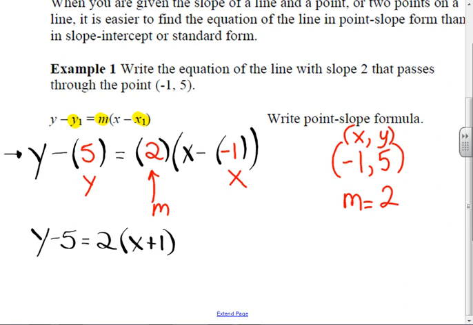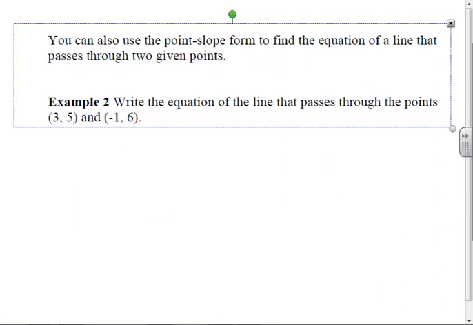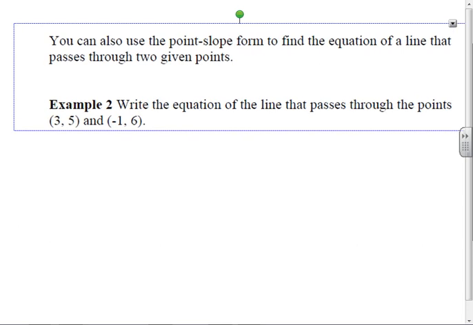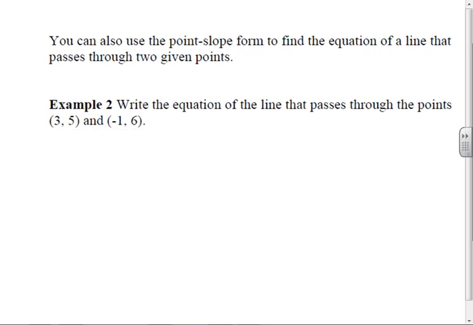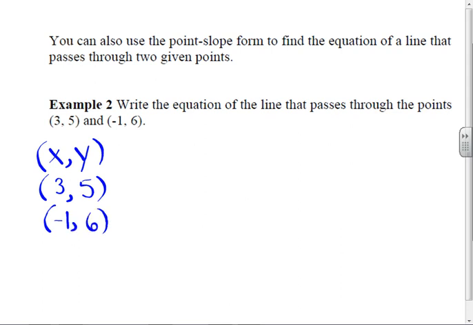Okay, let's try another one. One's not enough. What if I have 2 points? Okay, so I have 2 points. I'm going to write these points here. It's x, y. It's 3, 5. And the problems you did yesterday were easier than this one in terms of finding the slope. Okay, so there's my points. Okay, Andrew? We have to find the slope. And you missed that yesterday.